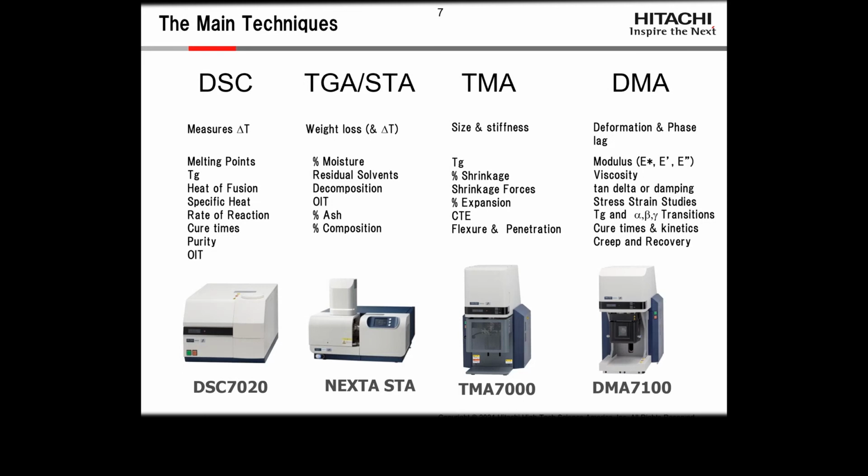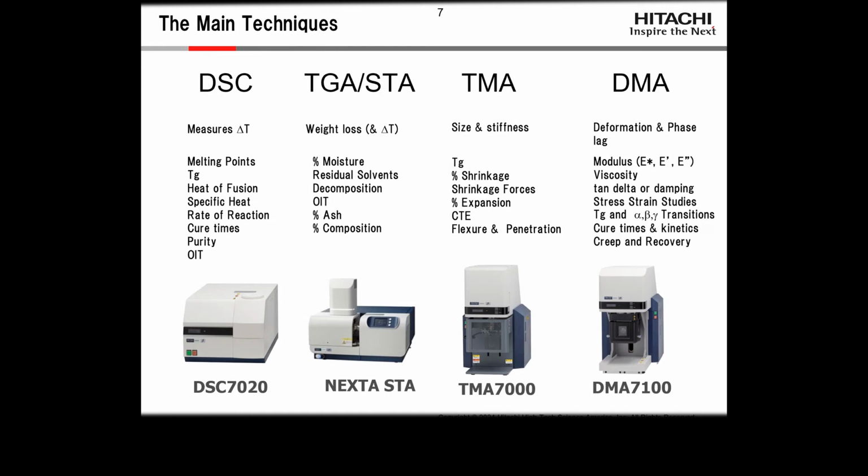DSC looks at the change in temperature, or in heat flow, as a function of temperature. And it gives a list of properties that are given here, melting and TG being the most common. TGA or STA look at weight loss as a function of temperature, and that's usually used to get compositional analysis or residue moisture or residue solvents. When you call it an STA, you're telling me that you've included enough sensors that you can also get a DSC signal from the material.